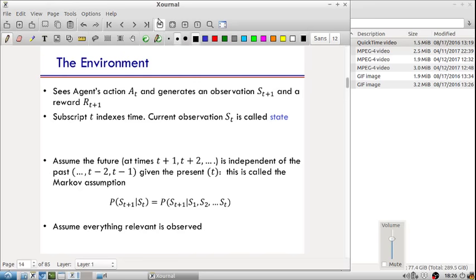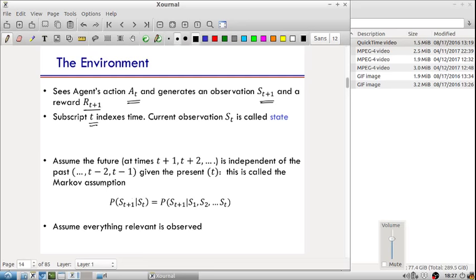So let me specify what the environment is. I'm going to use A_t to represent the actions of the agent. A_t just means the action in the t-th round. The t-th round could be the t-th day, t-th hour, or something like that. So A_t is the action that the agent takes, and it generates an observation S_{t+1}. Because I took an action, something changes. That is going to be S_{t+1}, and I get a reward R_{t+1}. Why t+1 and not t is just a convention.